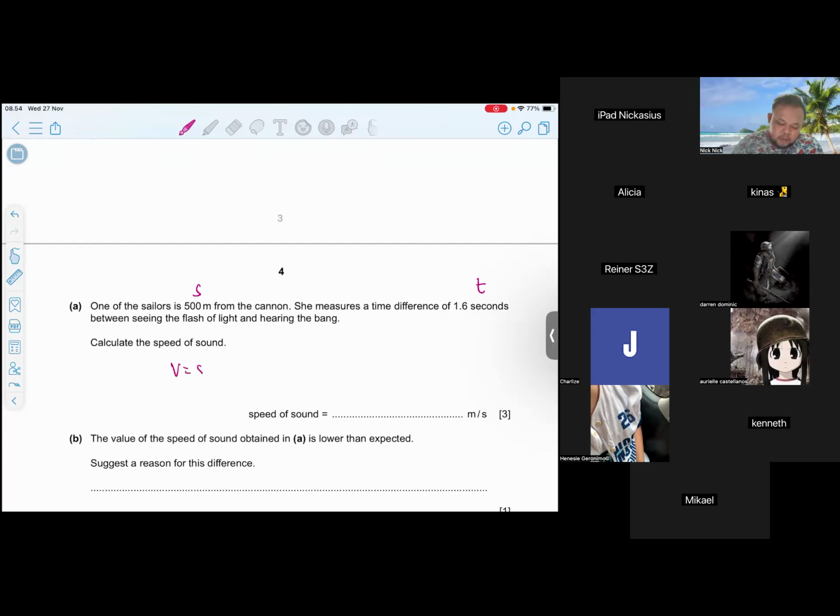V equals S over T, right? S is 500 meters over time, 1.6 seconds. How much? You calculate at home, yeah?